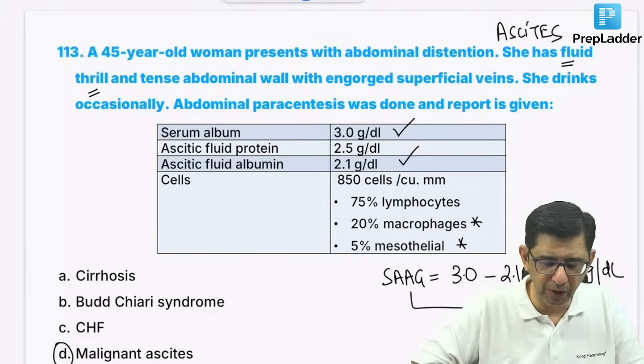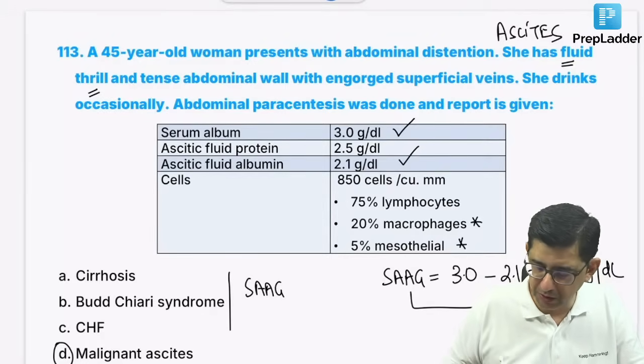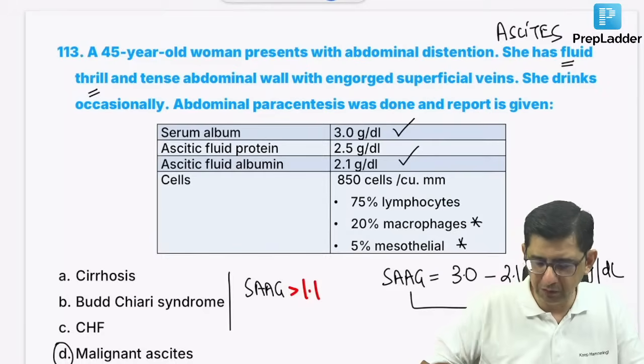And even if you go by logic here, all the remaining options which are given in this question are for a SAAG value of more than 1.1.